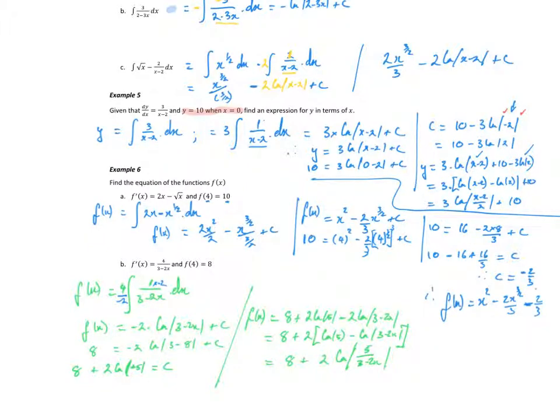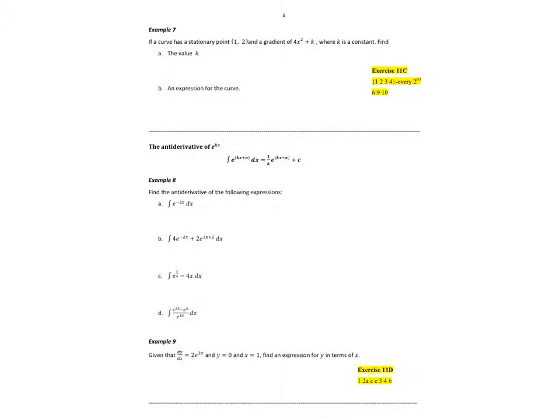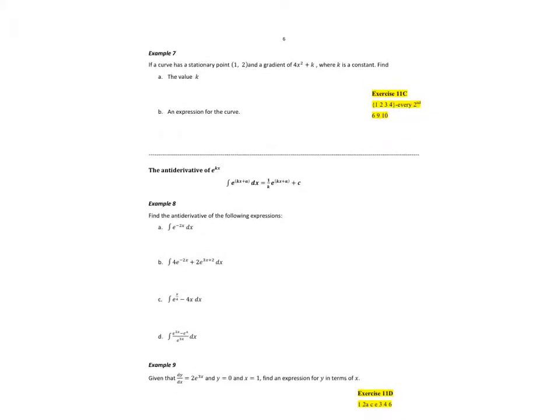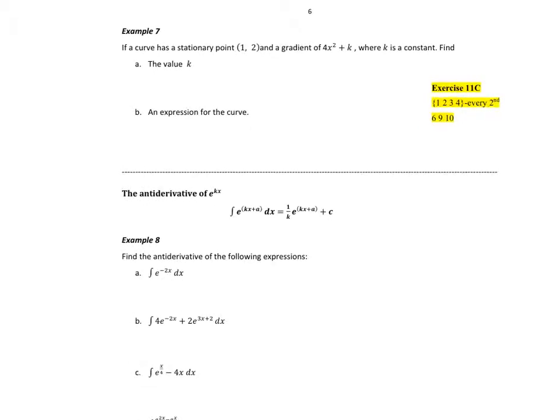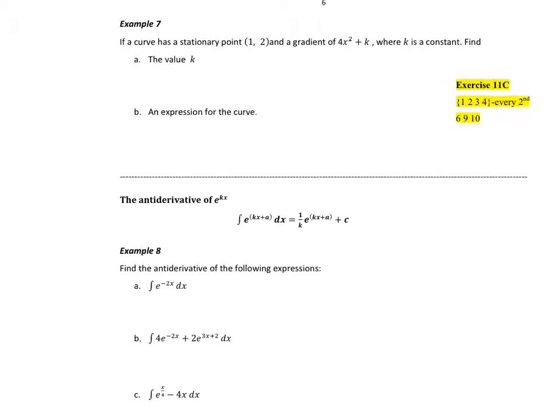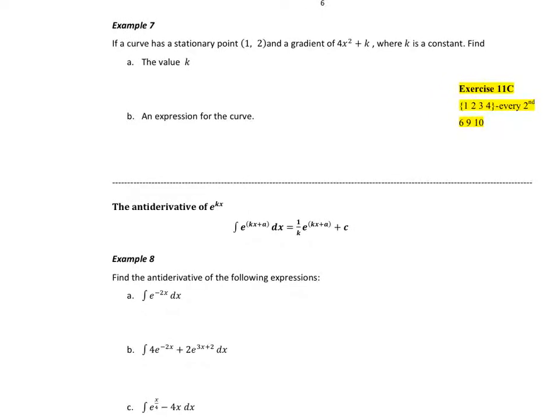Let's have a look. I think there's one. There is. Let's give ourselves a bit more space. All right. If a curve has a stationary point 1, 2 and a gradient of 4x squared plus k, where k is a constant, find the value of k and the expression for the curve.